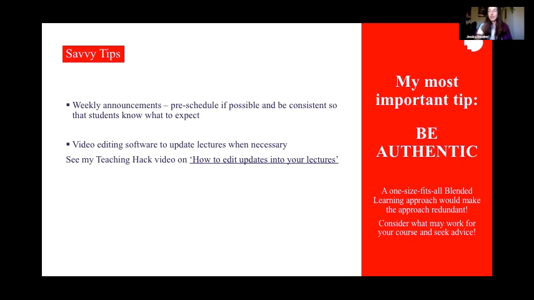Lastly though, my most important tip: be authentic. There's no one-size-fits-all blended learning approach. If there were, it would make it redundant. So be authentic, not just to your course and the topic, but to you as well. I like to have fun. I'm an energetic person, so I like to use activities that suit my style. If I wasn't that person and I was trying to put it on, I think students would see through that and think I'm not being authentic. So be authentic to yourself. Consider what works for your course and seek advice.